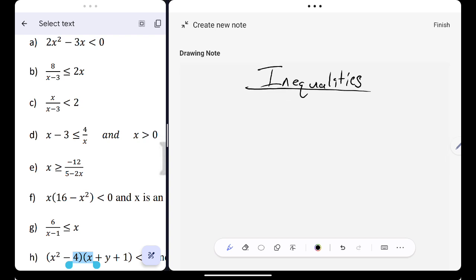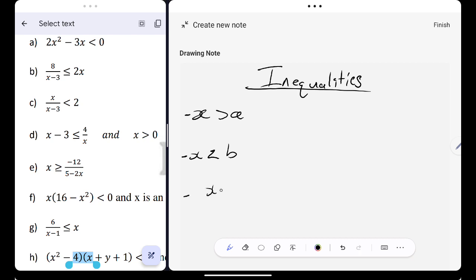Inequalities. Okay. With inequalities, firstly, I just want to talk about how the answer should look. Your answer might look like this. Let me do this. Like this one. Or it can look like this.